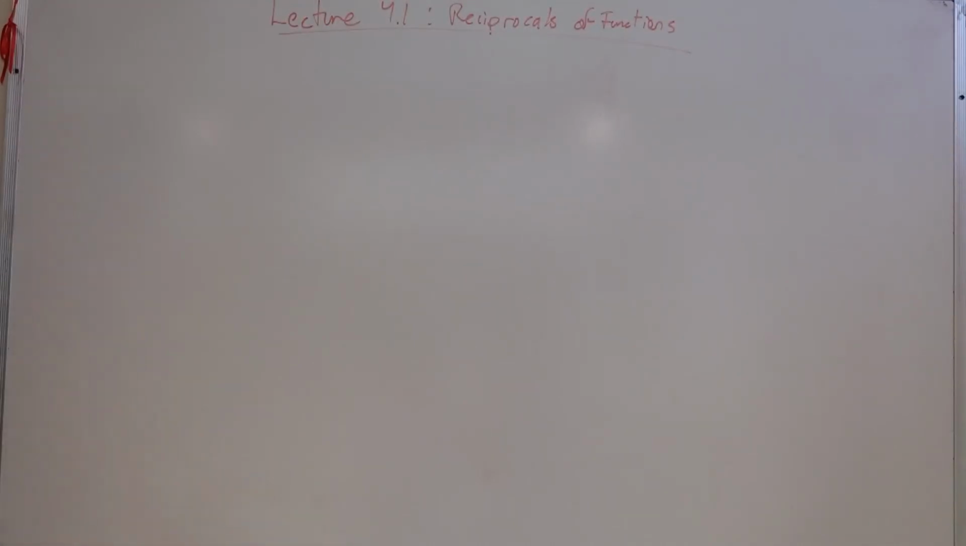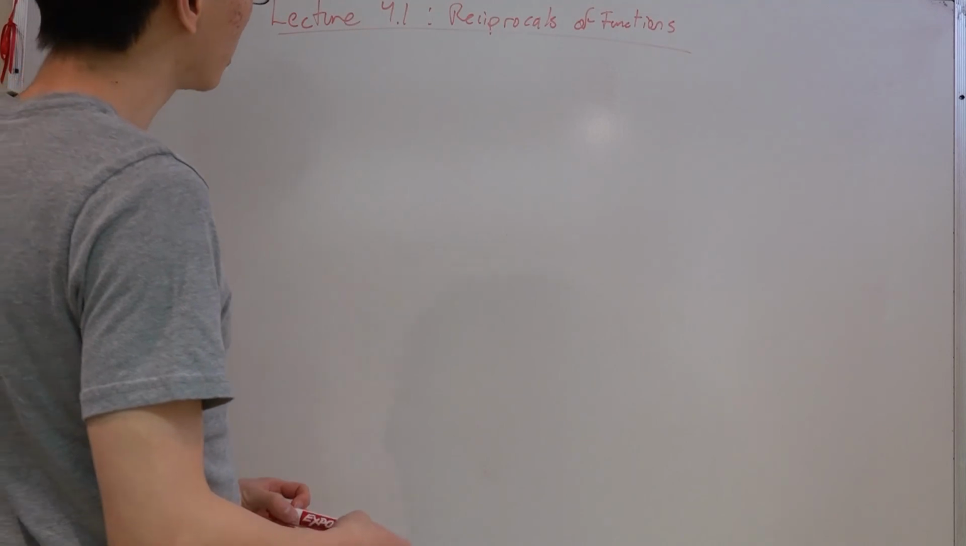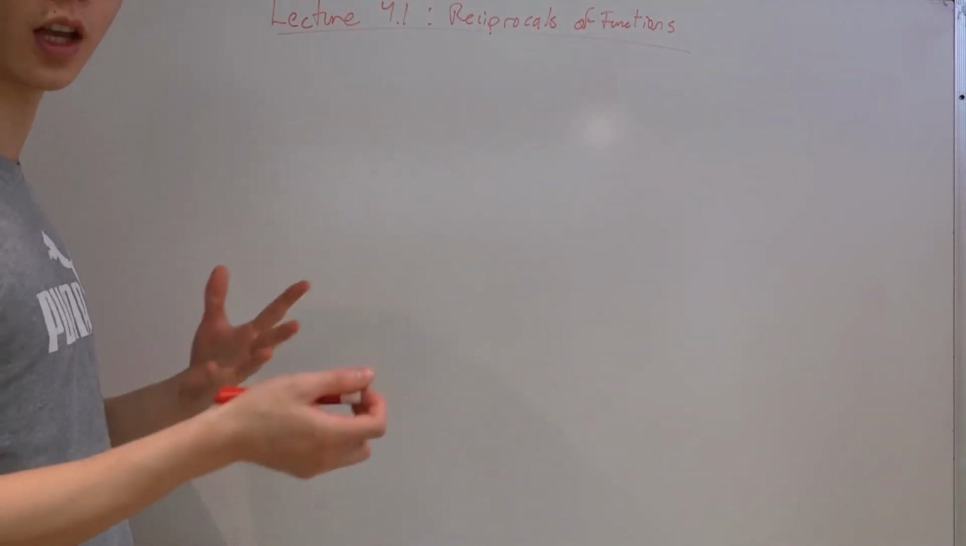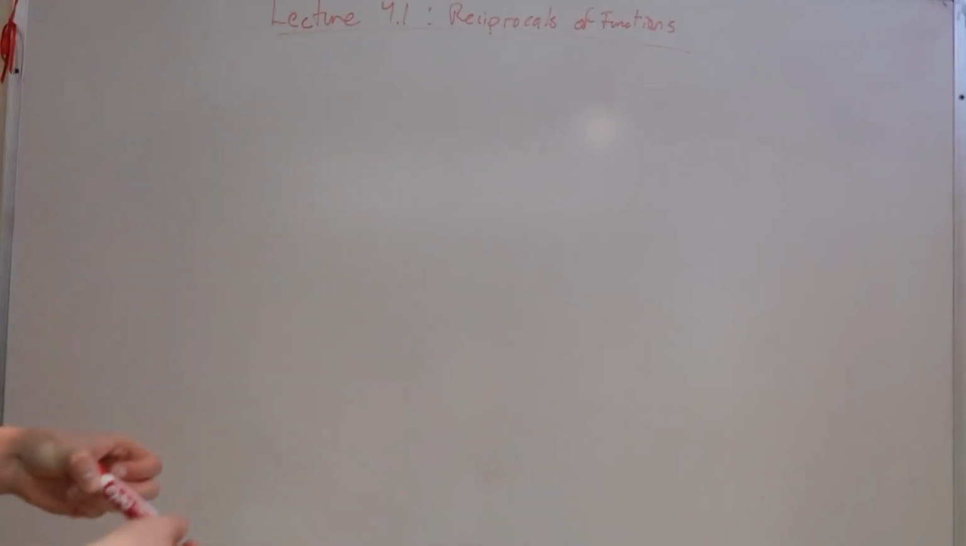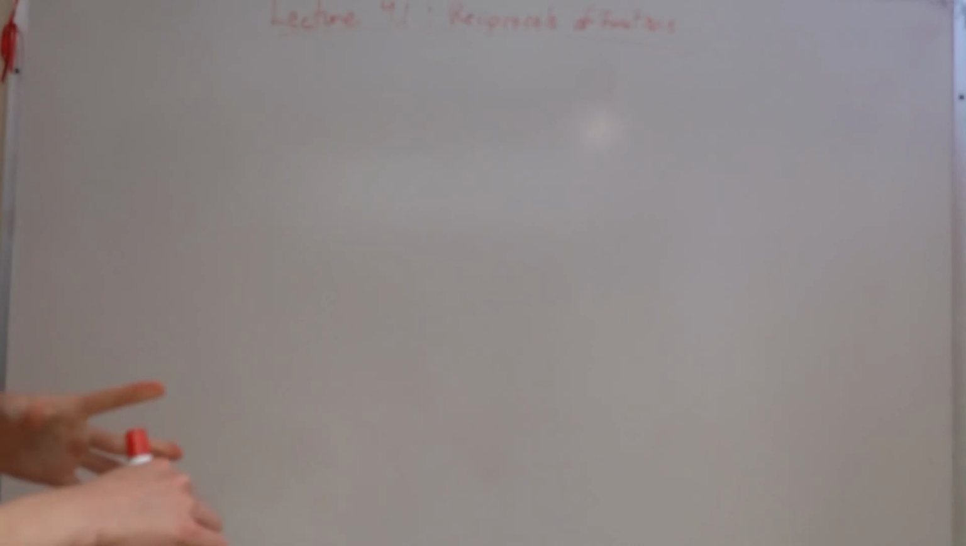Okay, so today we are going to begin our excursion into the field of rational functions. The first step in doing this is to actually consider a function that is also a rational function, but is a very specific type of rational function, and that is called the reciprocal of a function. Now, before we begin, you may already know what the reciprocal is.